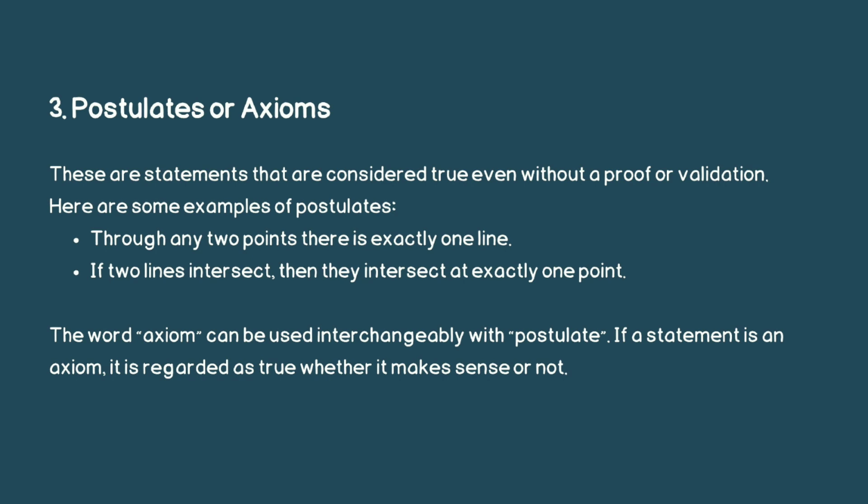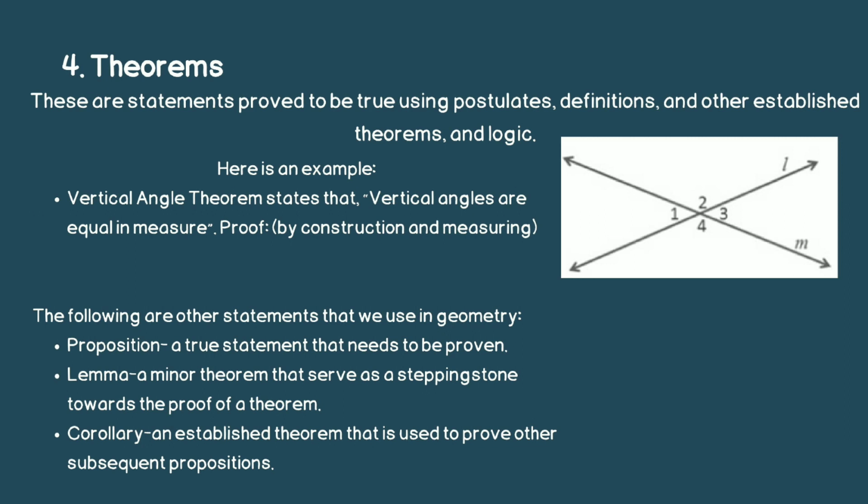In mathematics, the terms axiom and postulate are often used interchangeably, as they both refer to fundamental assumptions or statements that are accepted without proof within a particular mathematical system. However, axiom is more general and is used in a broader context, while postulate is the term often used specifically in geometry.